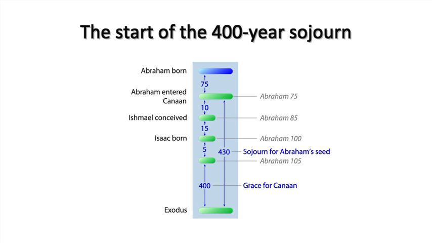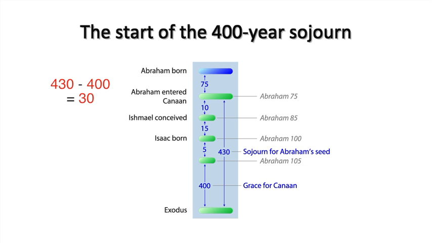What event initiated these 400 years? We know that the time from Abraham entering Canaan and receiving the covenant at the age of 75 until the Exodus was exactly 430 years. Since the 400 years also ends with the Exodus, this time span must begin 30 years after he entered the land, when he was 105 years old.